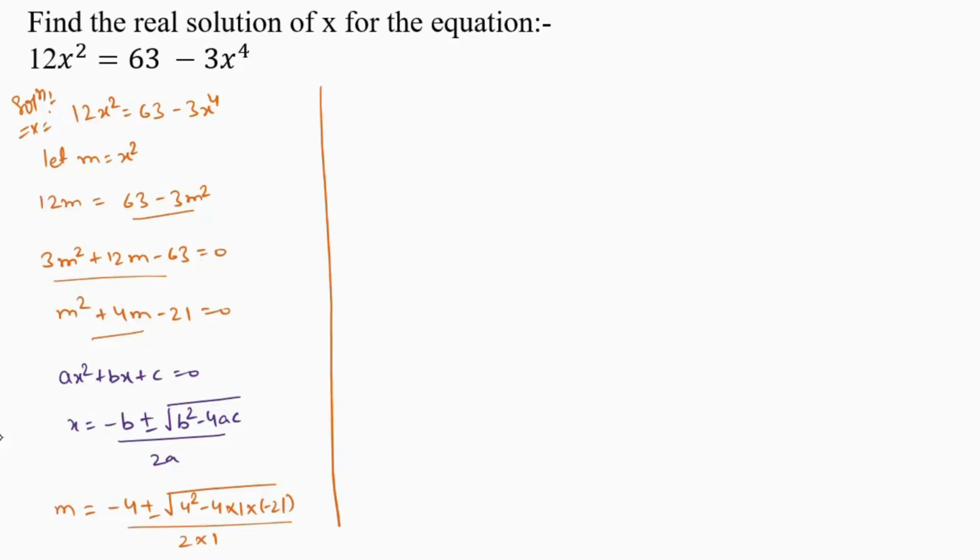So on solving this, we get m equals minus 4 plus minus under root, 4 squared is 16, then minus 4 times 1 times minus 21 is 84, divided by 2. So we get m equals minus 4 plus minus under root 100 divided by 2. On further solving this, we get m equals minus 4 plus minus 10 divided by 2.